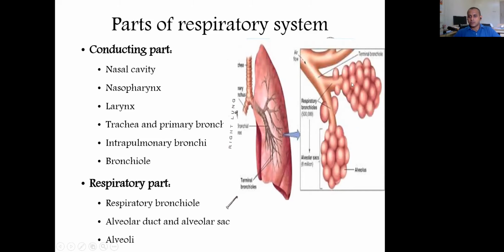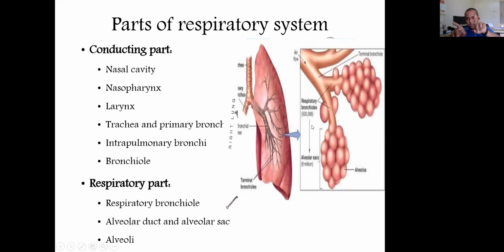Further comes the respiratory unit. So this remaining part, what you can see in this picture, is the respiratory unit. Which parts are they? It starts with a respiratory bronchiole. It's easy to remember. The respiratory part starts with the respiratory bronchiole. That's it. So the respiratory bronchiole further divides into 2 to 3 alveolar ducts.